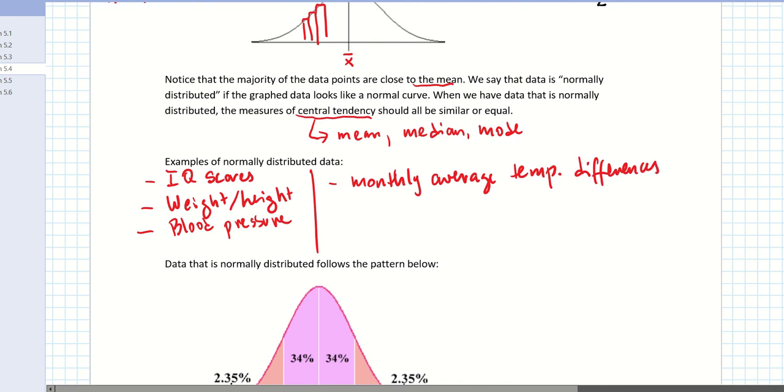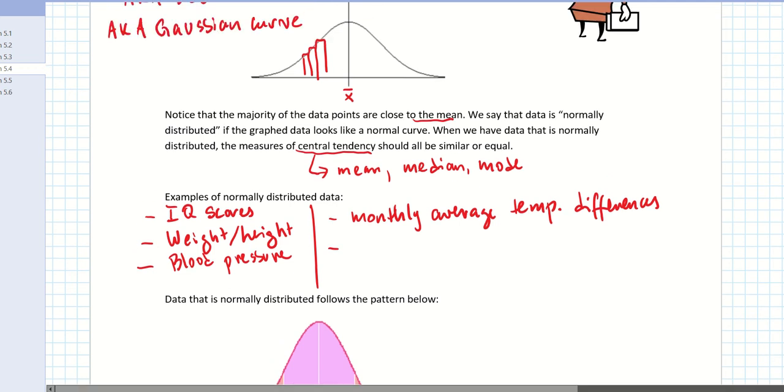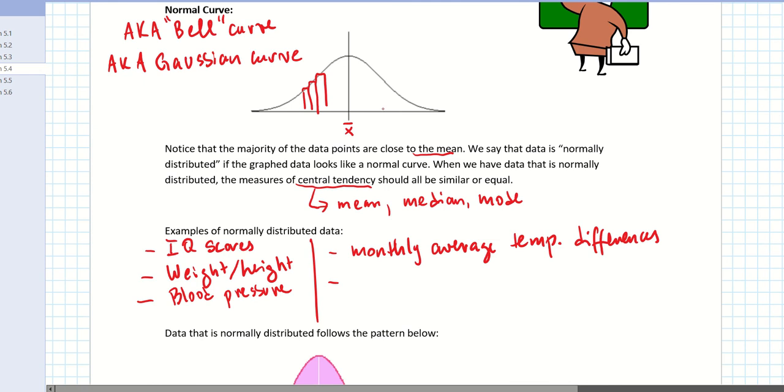And quality control. So for example, when you're checking for quality, let's say we have an assembly line of some sort of product. Most things are going to be good quality. Some of them are going to be really good quality, which is going to be on the right side. Some of them are going to be rejects, basically, they're not good enough because something is wrong with them. So most of them, again, are going to be in the middle, so they're going to be normal. So quality control follows normal distribution as well.